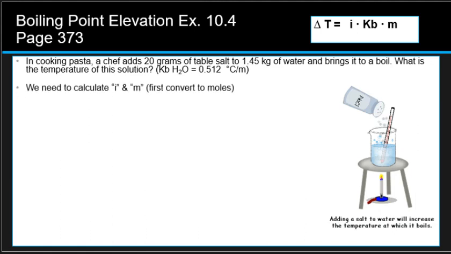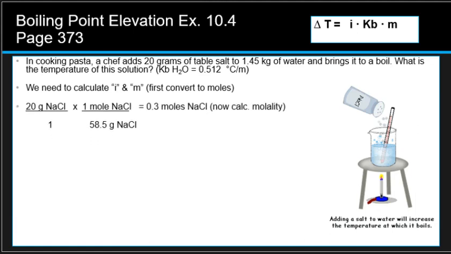All right, first thing we're going to have to calculate I and m. Let's go ahead and convert to moles so we can get our molality, see I did it just then. Molality is what we're looking for. All right, we're going to do our 20 grams, put it over 1. We're going to find our 58.5 grams of sodium chloride in 1 mole of sodium chloride.